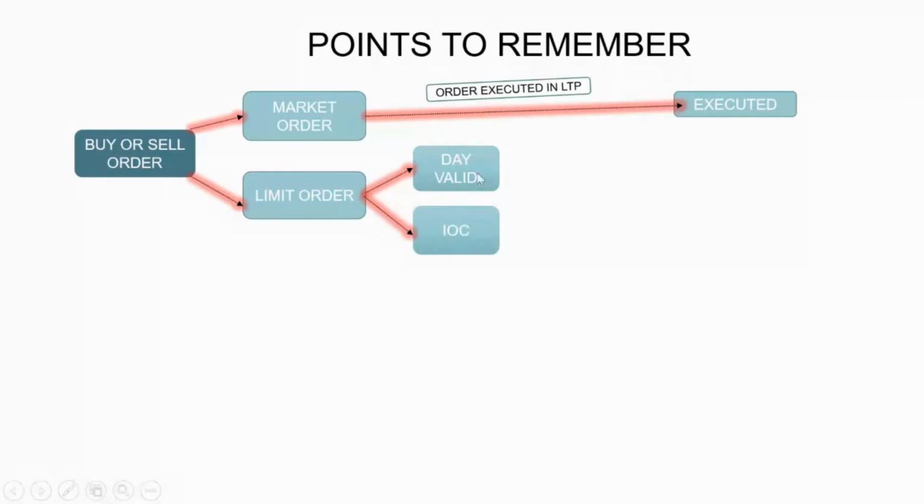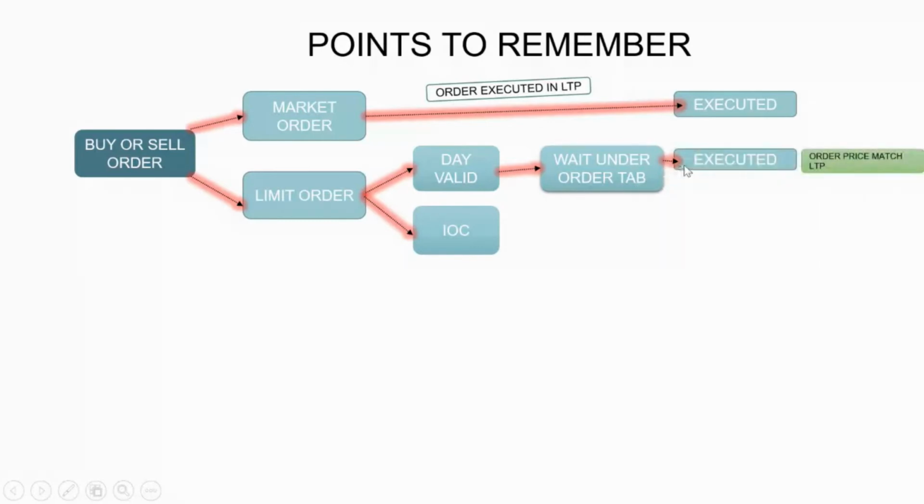Day means your order will wait till the market closes on that day to match the price. Your order will be waiting for execution under the order tab. If market price and order price matched any time during that day, then your order will get executed. And if not, your order will get automatically cancelled at the end of that day.